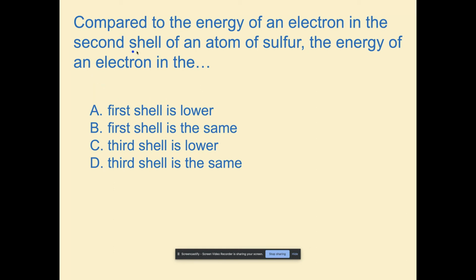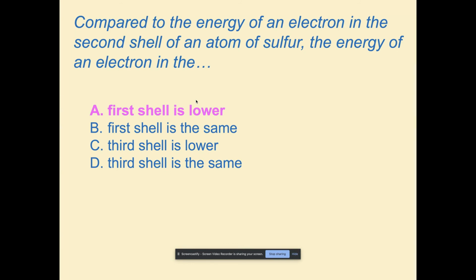As you think about this, these shells are really just orbitals. So first orbital, second orbital, third orbital is the other way to think about that, but shell is kind of an interchangeable term. We know that if you have an electron in the first orbital versus the second, it's not going to be the same. We know that as you move further away from the nucleus, there's greater energy. And so if we're comparing the second orbital, then the first orbital will be lower. And so that is your answer.